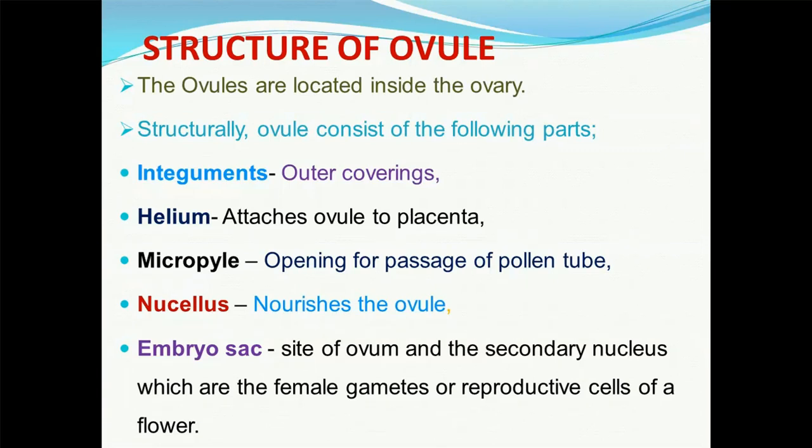We have the micropyle, which is an opening for passage of the pollen tube. It's a hole that allows the pollen tube to enter into the ovule. Then we have the nucellus, which nourishes the ovule. And then we have the embryo sac, which is the site of the ovum and the secondary nucleus, which are the female gametes or reproductive sex cells of the female part of the flower.